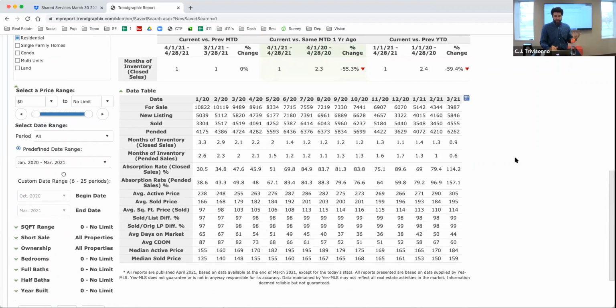So this gives you a bunch of data that you can look at month over month, right? So you can look at, okay, January 2020, there were 10,822 houses for sale versus March of 2021, 3,987 houses for sale. So there's a story right there. I mean, who can do the math on that? Right. So in just 1 year.